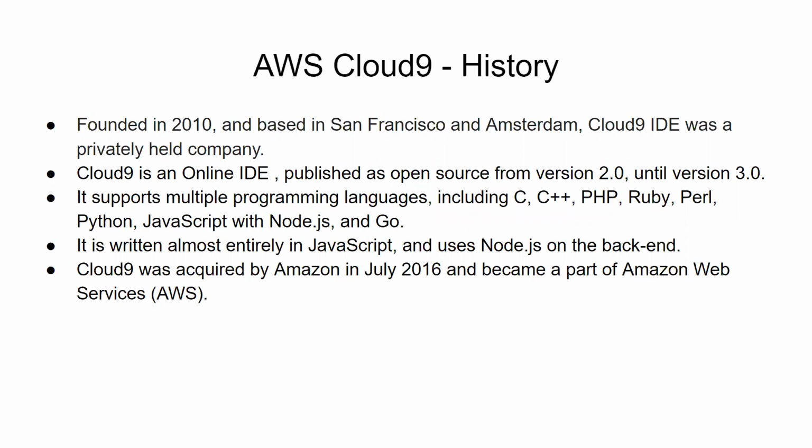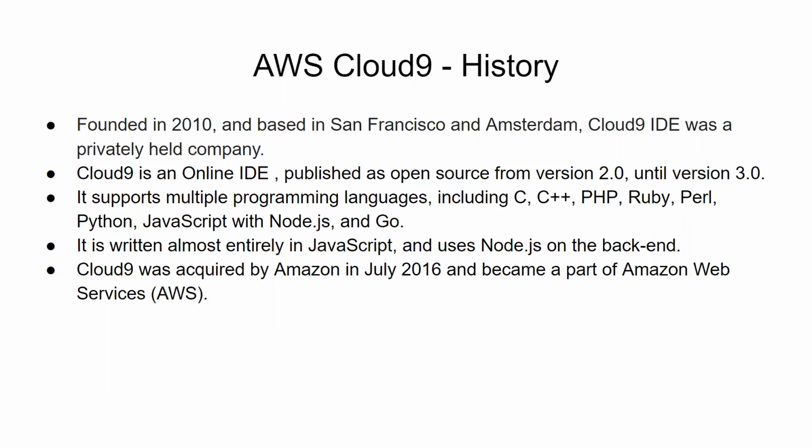It was founded in 2010 and was based in San Francisco and Amsterdam. Cloud9 IDE was a privately held company. It's an online IDE. It supports multiple programming languages like C, C++, PHP, Ruby, Perl, Python, JavaScript, Node.js, Golang. It is written almost entirely in JavaScript and it uses Node.js as the backend.